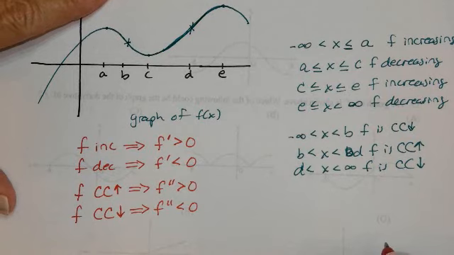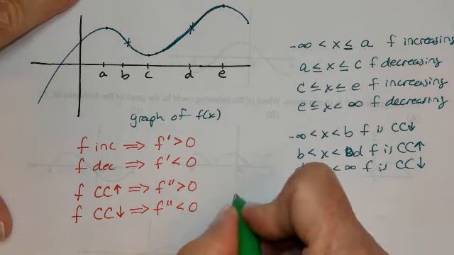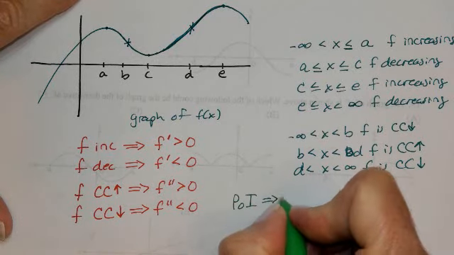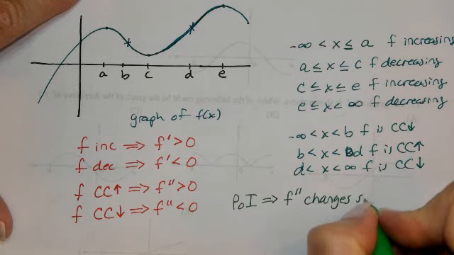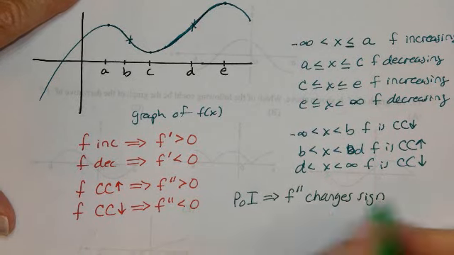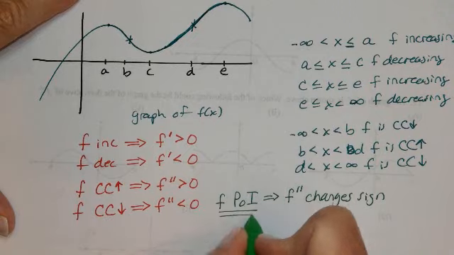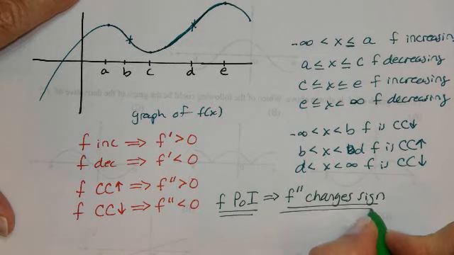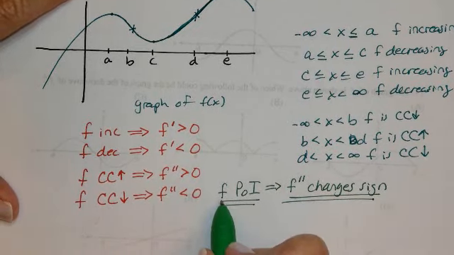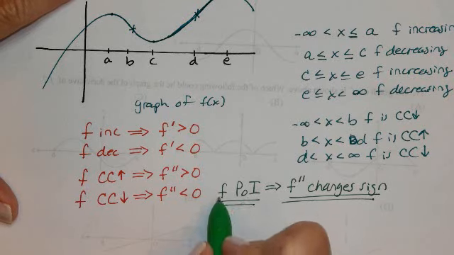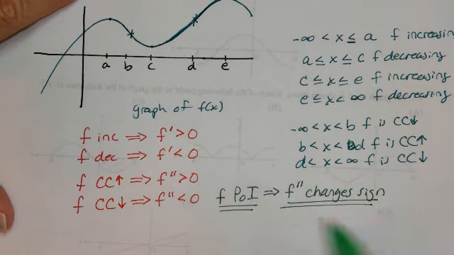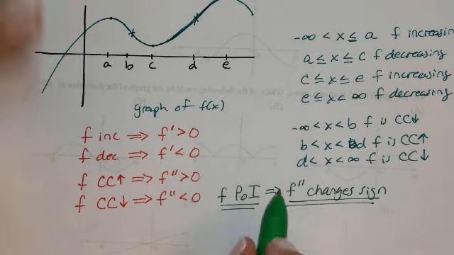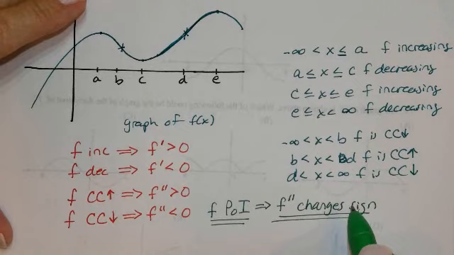So we talked about all of those things, and we know that a point of inflection is where f double prime changes sign. So f has a point of inflection when f double prime changes sign. It's not f double prime that's having a point of inflection, it's f that's having a point of inflection when f double prime changes sign. And then we also talked about maxes and mins. So we've been all over that. That's in a nutshell where we have been.